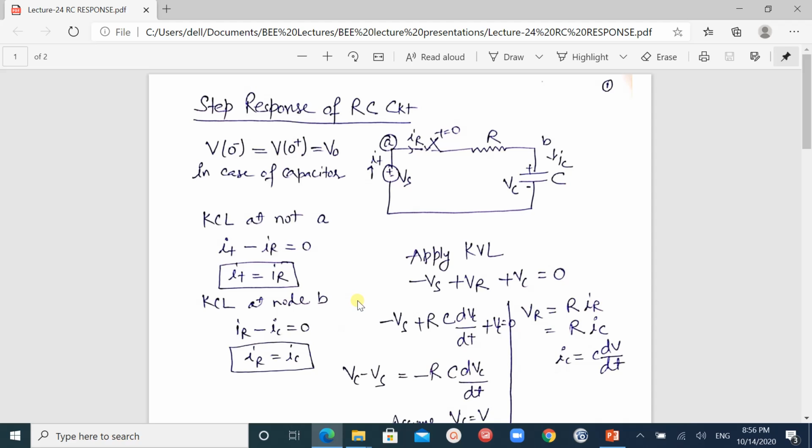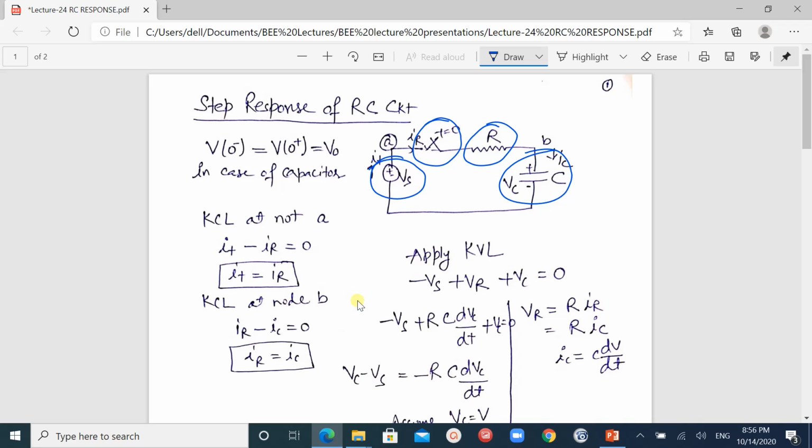In the RC circuit we are having the combination of resistance and capacitance with a voltage source, and the initial condition of the circuit is that this key switch is open. When the key switch is open, the circuit is at its initial state, means that the voltage just before switching on the circuit is 0, means V0 minus is equals to V0 plus is equals to V0, means at the initial stage we are having the voltage V0 in case of capacitor.